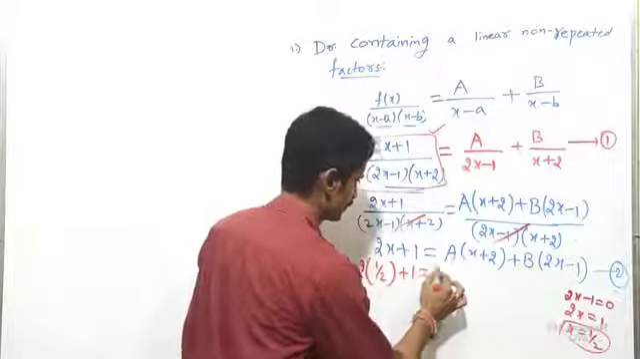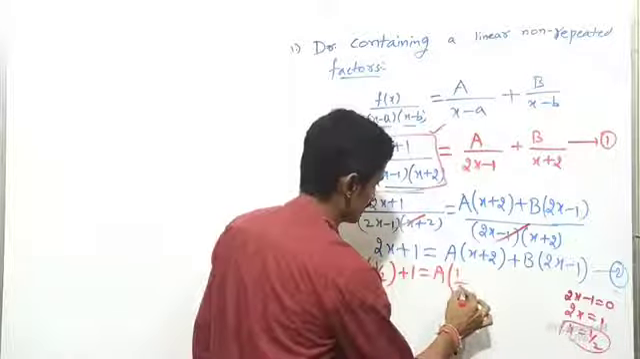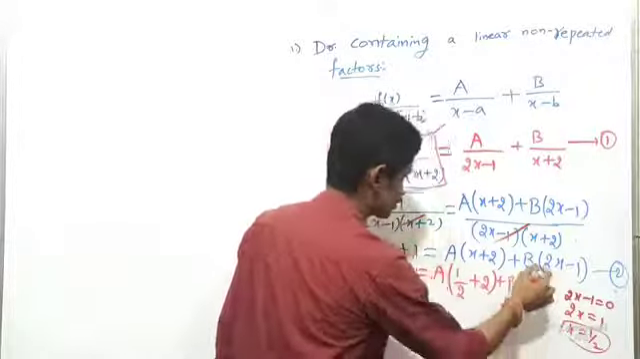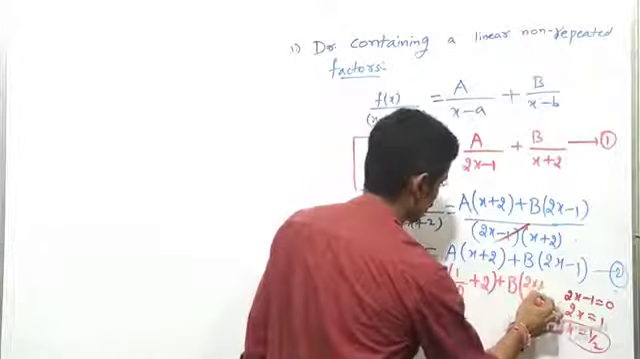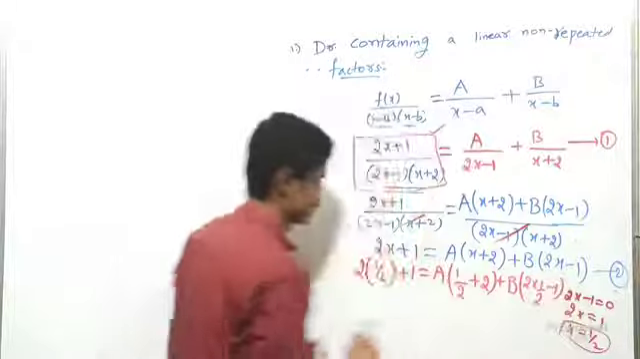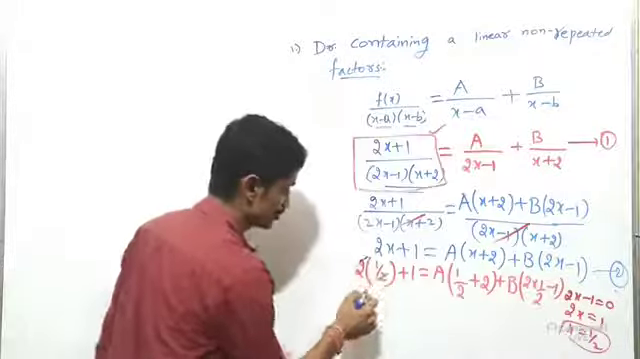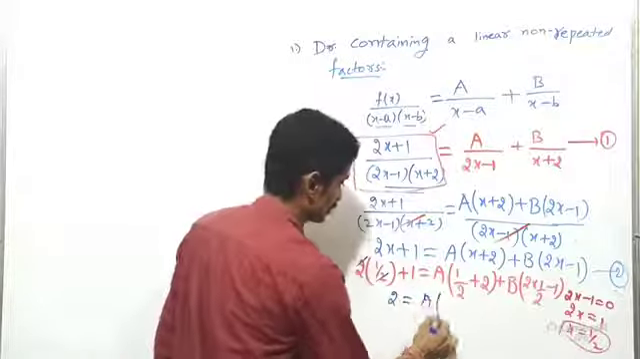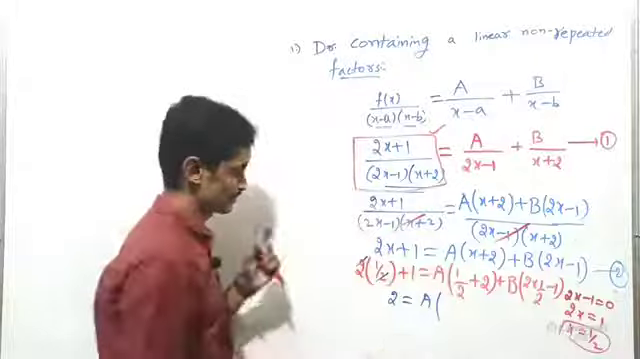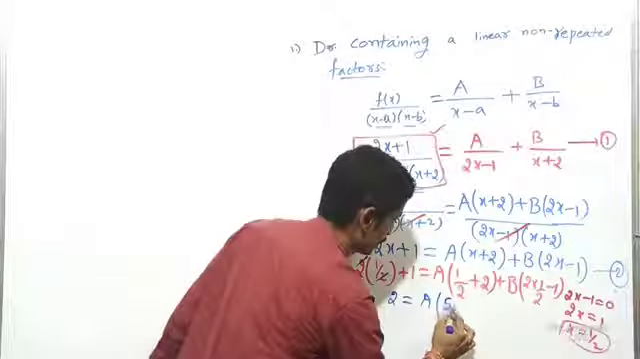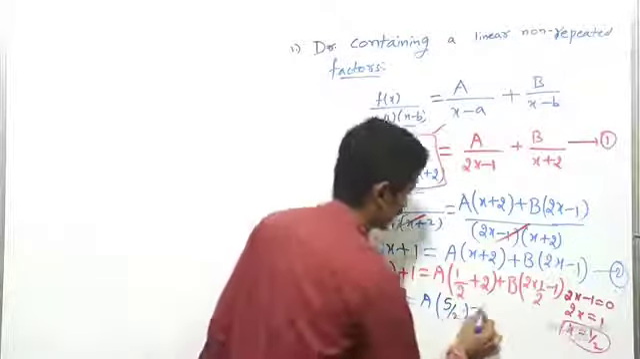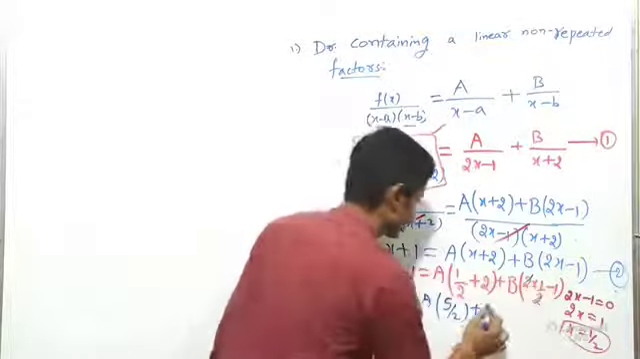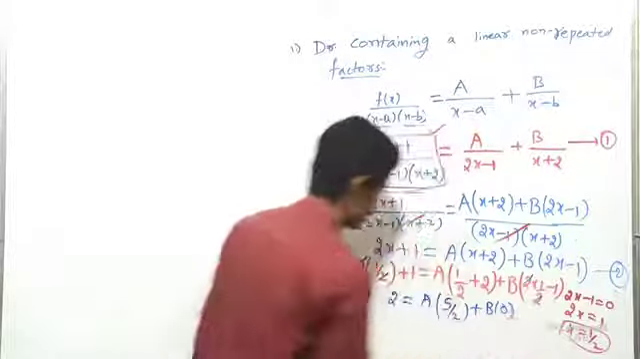This is plus 1, equals a into (1/2 + 2) plus b into (2 × 1/2 − 1). Further, the 2s cancel, 1 plus 1 becomes 2. This side, a into, now 1 by 2 plus 2 will be how much? 2 twos are 4 plus 1 is 5 by 2. And on this side the 2s cancel, just 1 left, 1 minus 1 is 0, so b into 0.